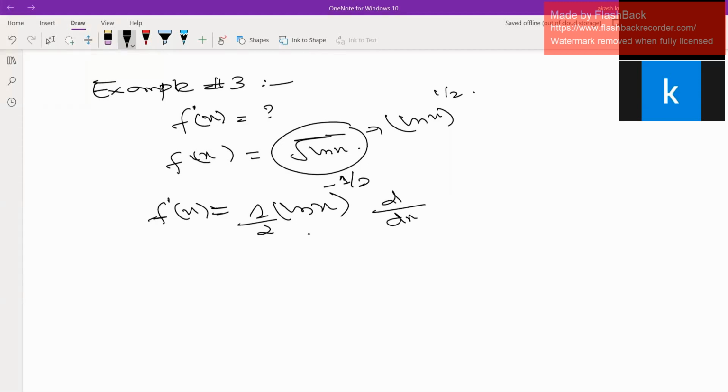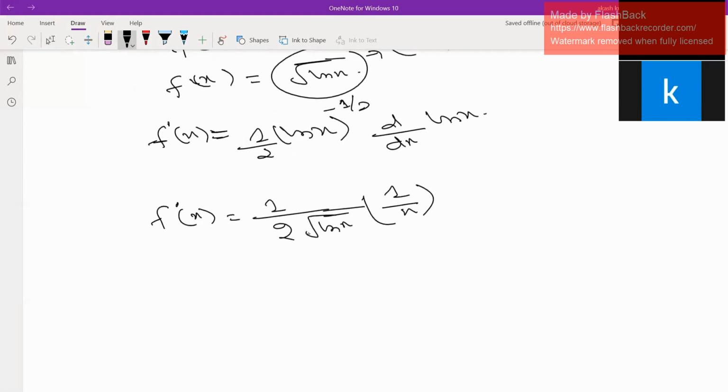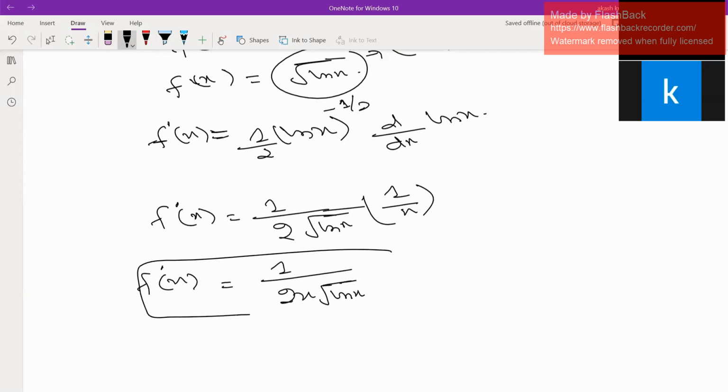and then taking the derivative of ln x. So 1/2 ln x, divided by, and the derivative of ln x is 1/x. Is it clear? Yes. Okay, so it becomes f dash of x equals to 1/2x square root of ln x. Is it clear?